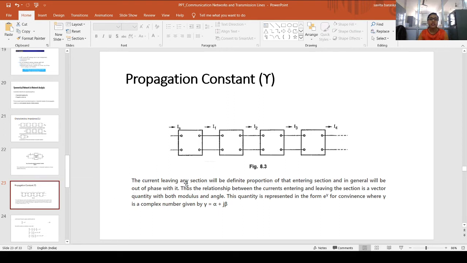So the current leaving any section will be a definite proportion of that entering the section, and in general will be out of phase with it. Thus the relationship between the current entering and leaving the section is a vector quantity with both modulus and angle. This quantity is represented in the form of e raised to gamma, where gamma is a complex number given by gamma is equal to alpha plus j beta.